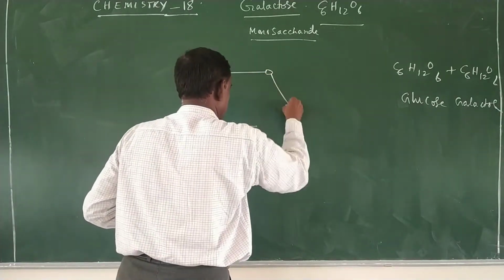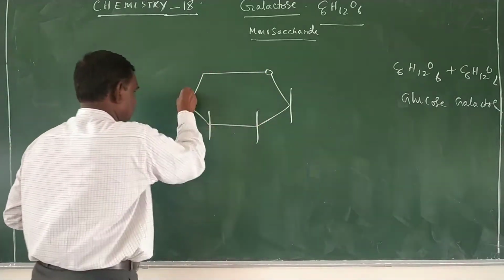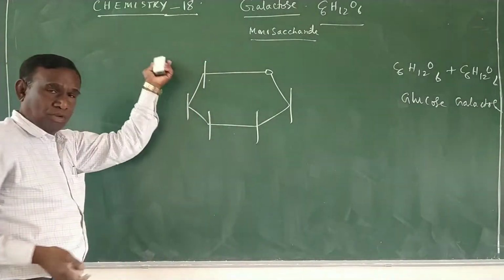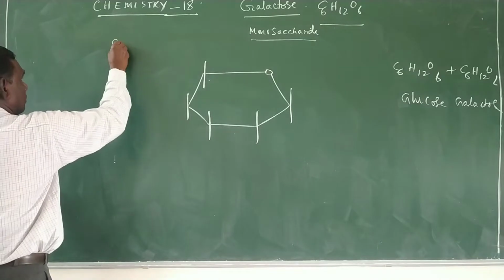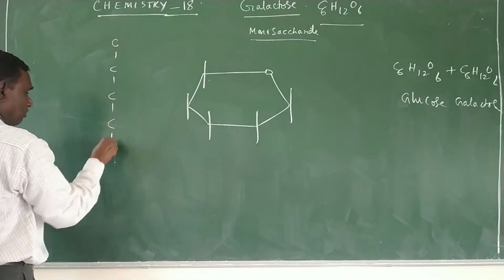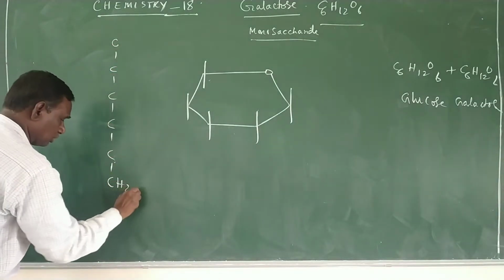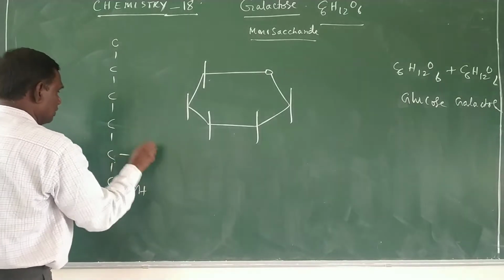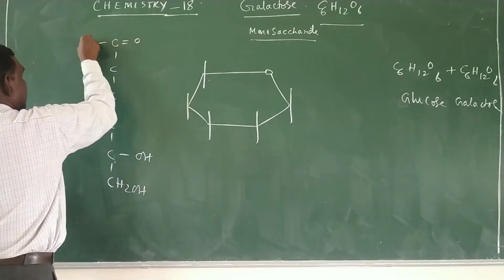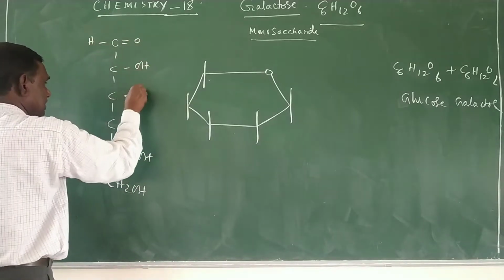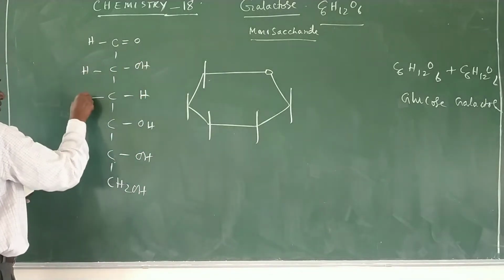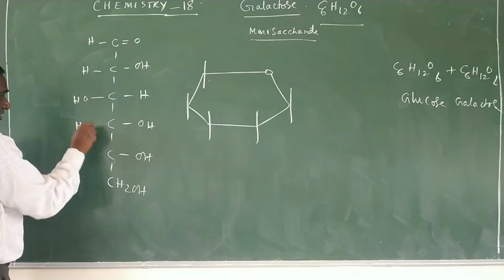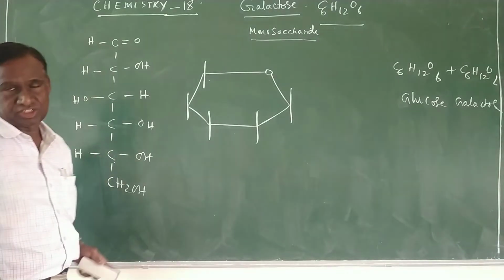So 1, 2, 3, 4, 5. The open chain structure of galactose we can write. So that is 1, 2, 3, 4, 5, 6. That is CH2OH. Fifth is OH. So this is double bond O, single bond H. From this, OH, this is H, this is OH, and this is hydrogen atom. This is OH, and this is H, and this is H. This is a glucose structure.